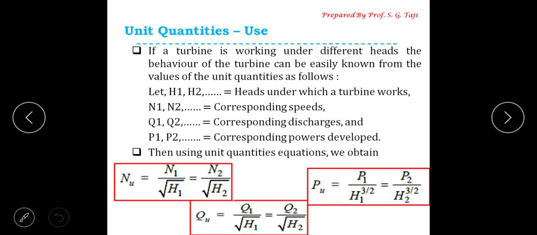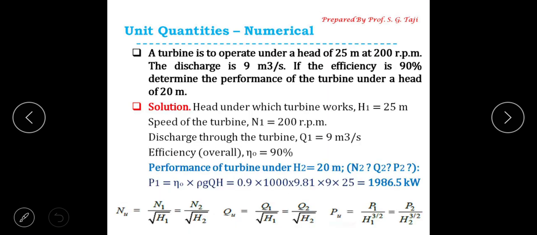Unit quantities are used in order to find out the speed, power and discharge of another turbine which is working under another head. Suppose you have 2-3 turbines in your establishment, of the same type of course. All these 3 turbines may not work under the same head, which is the prevailing condition. In that case, if you know H1, Q1, P1, N1, etc., then when those turbines are working under different heads or different speeds, the rest of the parameters can be evaluated. If we see one example, we will come to know how this utility of unit quantities may be used.